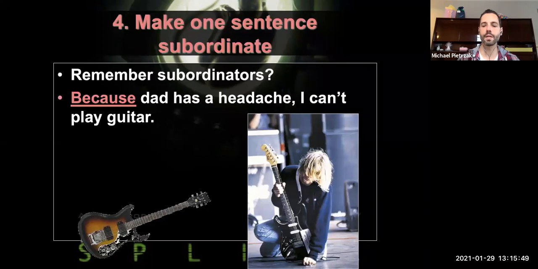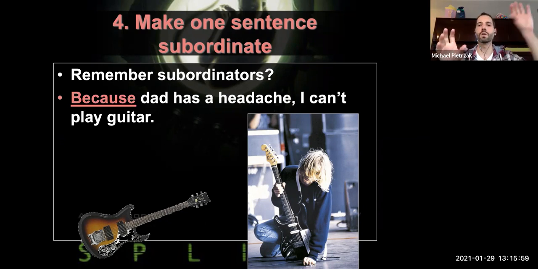Last way we can fix a comma splice: make one sentence subordinate. I think we did this in a previous lesson, where we have two different ideas and one is subordinate to the other. One only makes sense because it's attached to the other. So now we're using a subordinator: because Dad has a headache, I can't play guitar. And you can start a sentence with "because." Whoever tells you you can't, they're wrong. It's just wrong. Because Dad has a headache, I can't play guitar.